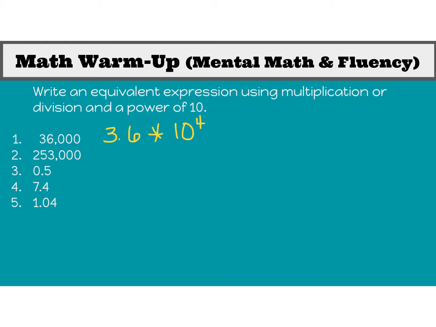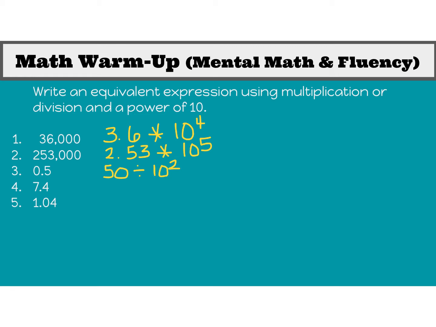You may have come up with something different, but if you take a look, number 1, I have 3 6/10 times 10 to the 4th power. For our second one, I have 2 53/100 times 10 to the 5th power.